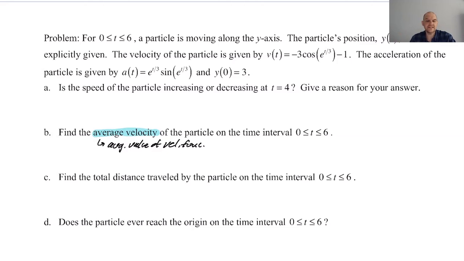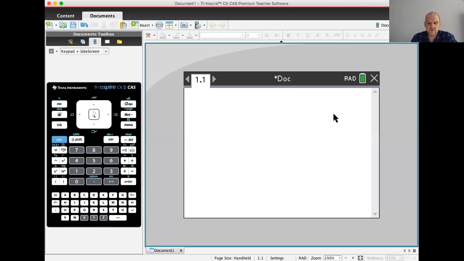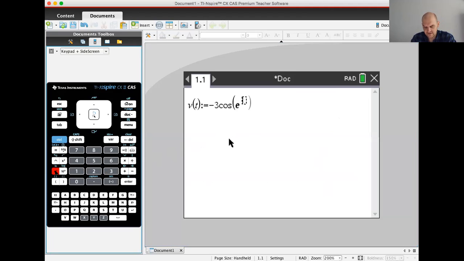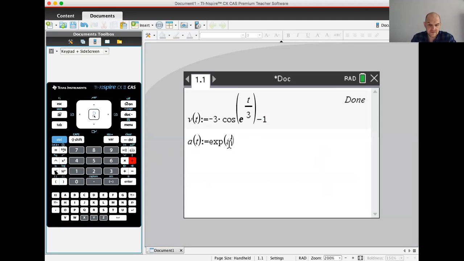So, calculator, and I'm in radian mode. If you're not in radian mode, oh my God, you're going to get all the answers wrong. It's going to hurt. So v of t colon equals -3 cosine of e to the, and for me it's easier to type exp. Then a of t, I'm going to type in what was given: exp of t over 3, sine of exp of t over 3.